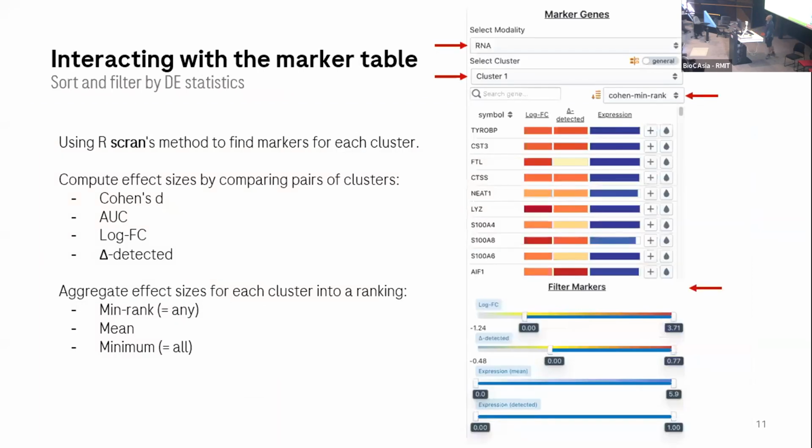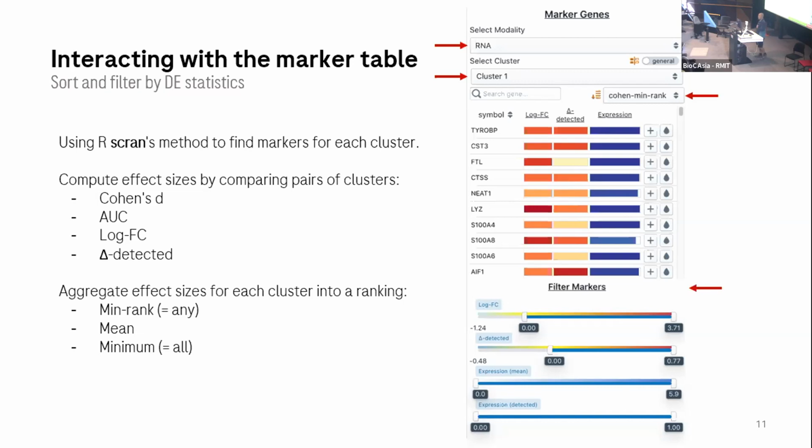The other major part of the application is this marker table, and there's not too many surprises here. You can pick the modality. In this case, we have RNA, but if you have CITE-seq data, you can switch between the RNA and ADT markers. You have the cluster of interest, and you can rank the marker genes by different rank statistics.